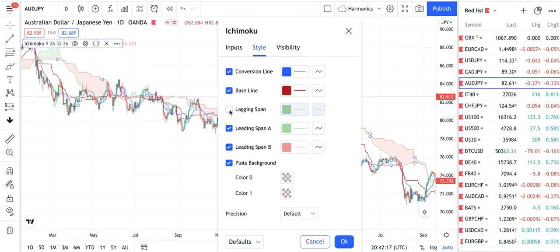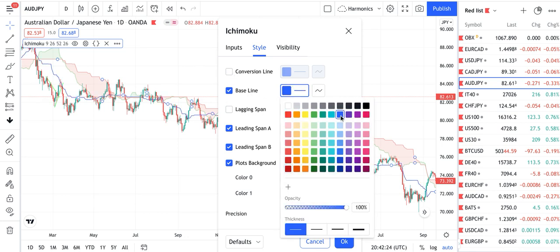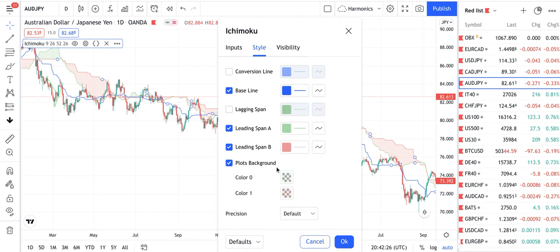I don't need the lagging span, and I don't need the conversion line. I do need the baseline, and I normally color it blue. Now, one thing to know is that the leading span B and the baseline work as support and resistance. Leading span A does not really work as support and resistance. I'm not going to go into the whys and why nots. You can probably find a lot of videos on that. We're going to talk about the strategy. So this is a support line and this is a support line.